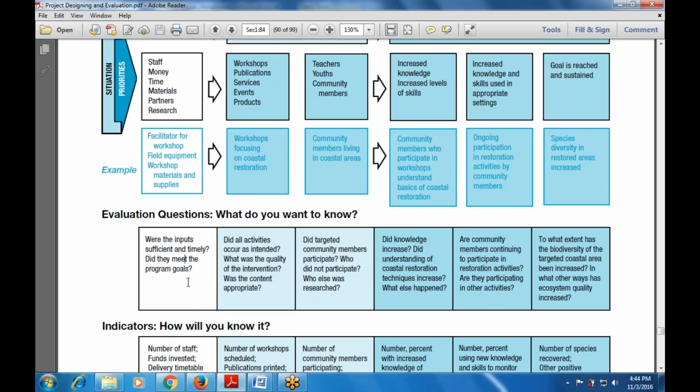These are the various questions that will be answered with the evaluation that we are going to do. Were the inputs sufficient and timely? Were the inputs given sufficient and timely for the data and for the material? Did they meet the goal? Did they meet the challenges? Whatever the challenges we have, whatever the material we have, that will be available with the data and the materials.